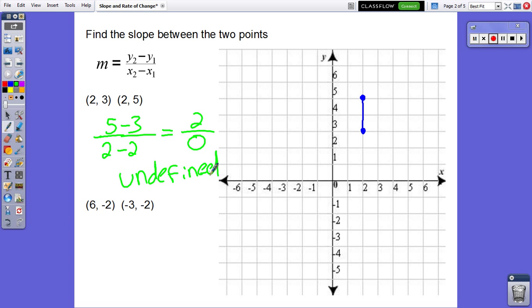So what that means is we don't have a definition for dividing by 0. Let's look at the second set of points.